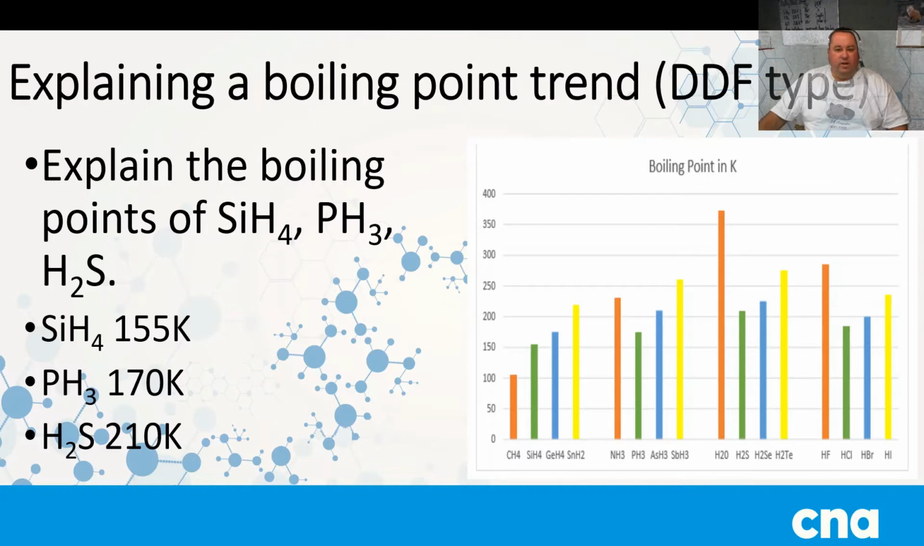SiH4, which is your first green bar, has a boiling point of approximately 155 Kelvin. Phosphine, which is the second green bar, has a boiling point of approximately 170 Kelvin. And hydrogen sulfide, the third green bar, has a boiling point of approximately 210 Kelvin.